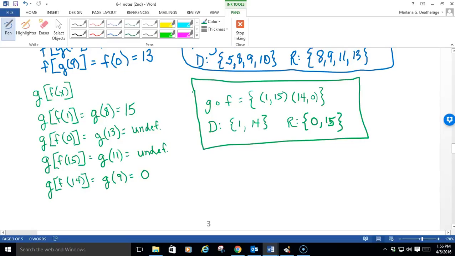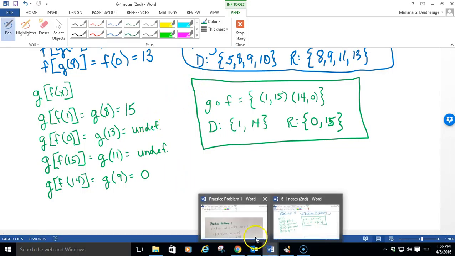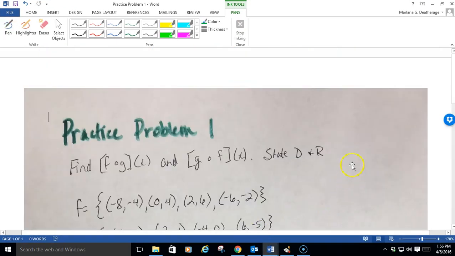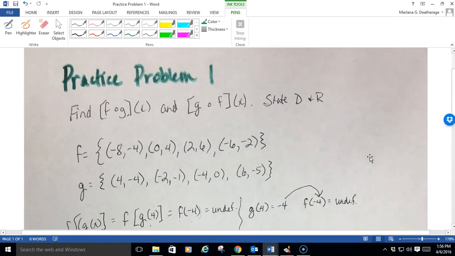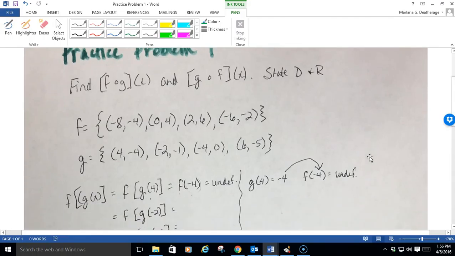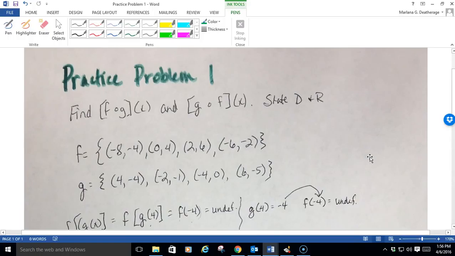Alright, so what I'm going to do now is, rather than going on the back of your notes or somewhere on your note, if you want to do it on another sheet of paper, you can, or you can just do it on the back. I'm going to give you one problem to do real quickly. And then I kind of got you started on it. You don't have to write the directions down, but here's the directions. Find f of g of x and g of f of x, state the domain and range. Basically what we just did.